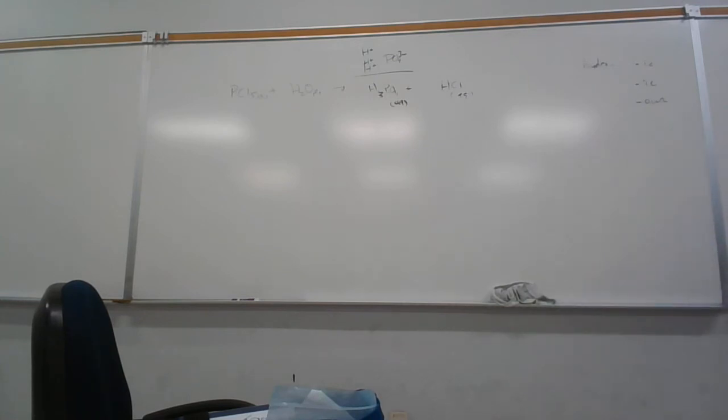Do you know what borate is? Borate is BO3 3 minus. So borate, BO3 3 minus. Carbonate, CO3 2 minus. Nitrate, NO3 minus. Fluorate, FO3 minus. Chlorate, ClO3 minus. Bromate, BrO3 minus. Iodate, IO3 minus.